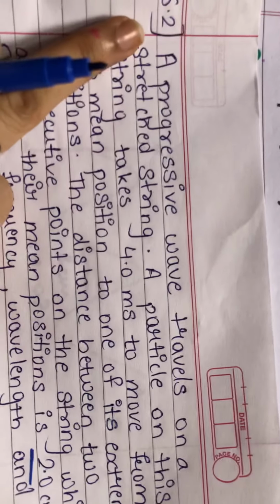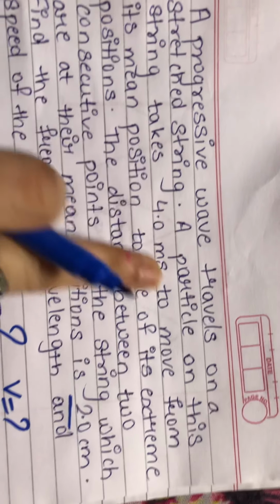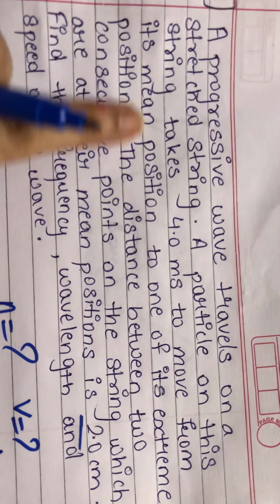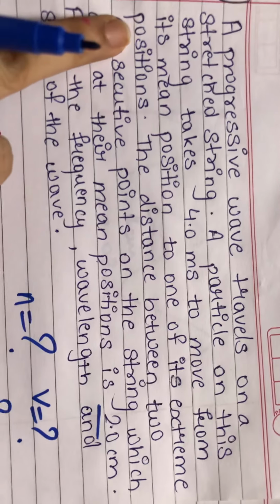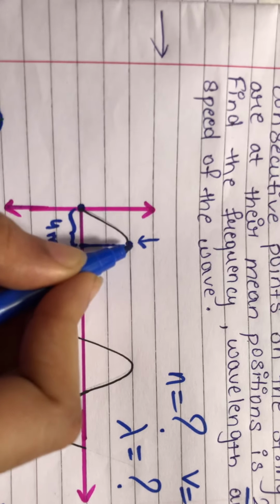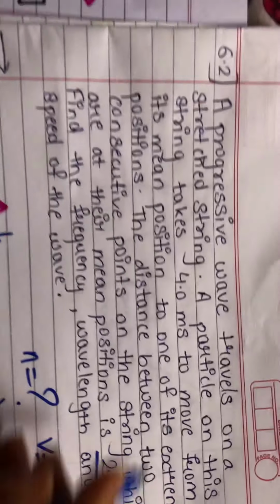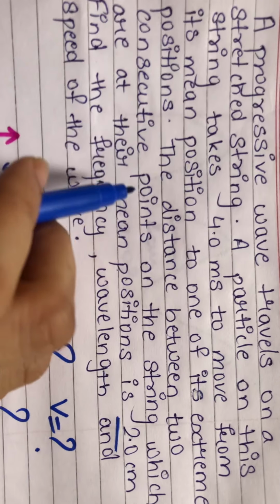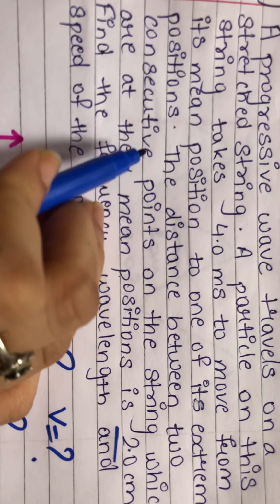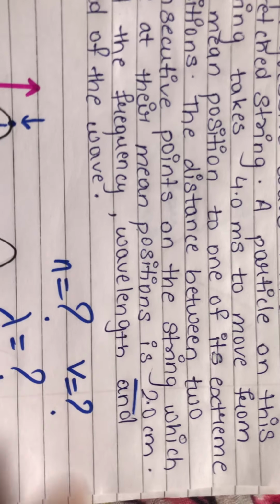Okay, solve example 6.2. A progressive wave travels on a stretched string. A particle on this string takes 4 milliseconds to move from its mean position to one of its extreme positions. The distance between two consecutive points on the string which are at their mean position is 2 centimeter.